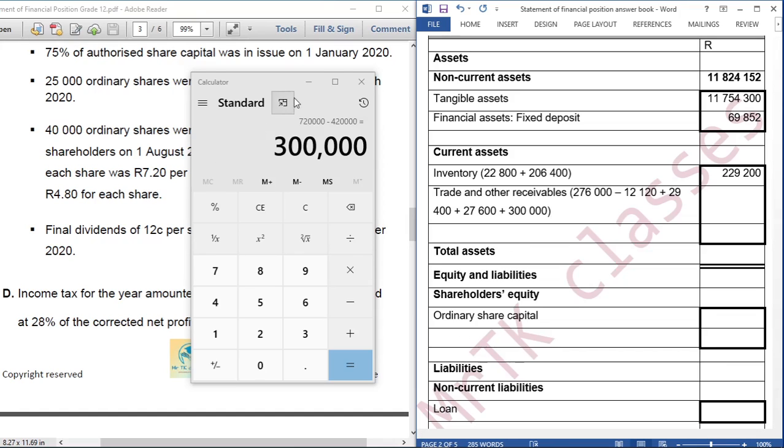All right. Then let us do our calculation. 276,000 subtract 12,120 plus 29,400 plus 27,600 plus 300,000. We are going to get 620,880.